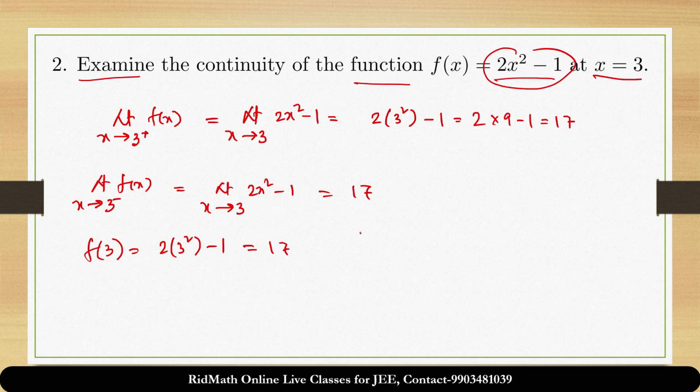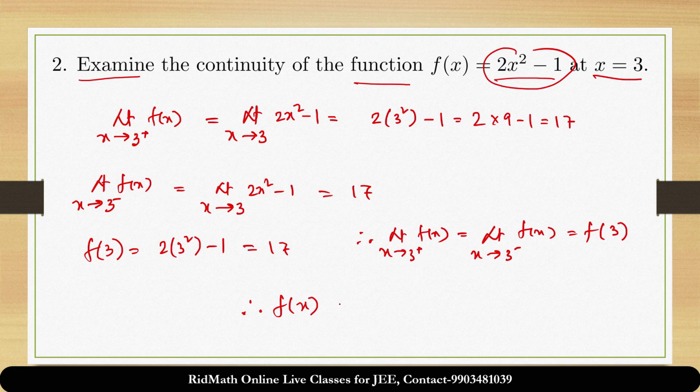So therefore limit x tends to 3 plus f(x) is equal to limit x tends to 3 minus f(x) and f(3). So therefore f(x) is continuous at x equal to 3.